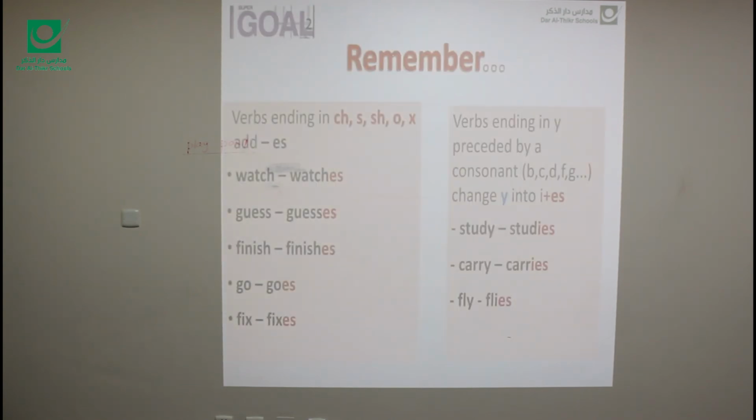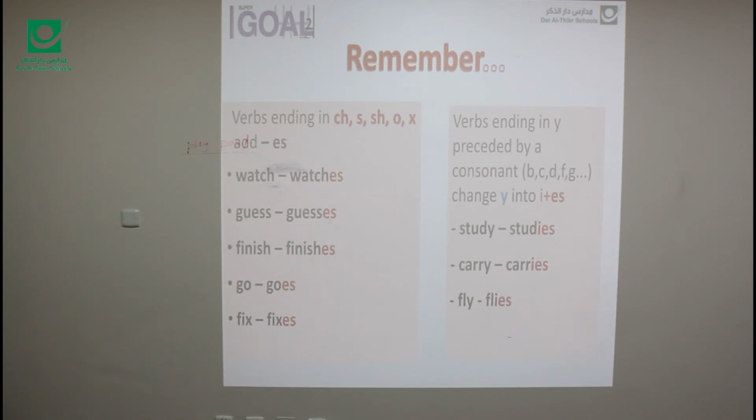Remember here, with verbs ending in sh, s, ch, o, or x, we add es to these verbs when the subject is a third person pronoun. When the subject is he, she, or it, we add s or es. If the verbs end in ch, s, sh, o, x, we add es. For example, here we have watch, ch, it becomes watches. He watches, she watches, and so on.